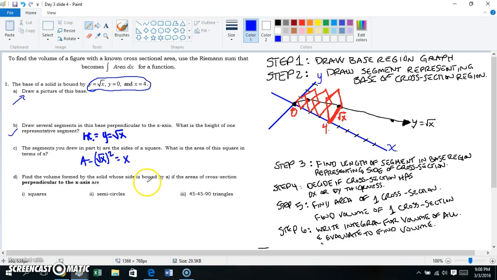All right, find the volume formed by the solid whose side is bound by the region, if the areas of the cross-section perpendicular to the x-axis are squares or semicircles or isosceles right triangles. So if they are squares, the volume will be equal to the integral from 0 to 4 of x dx.